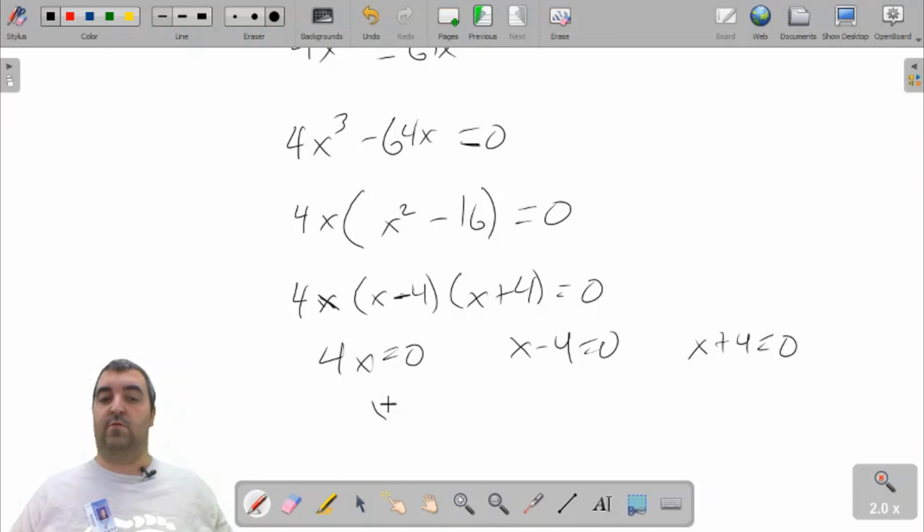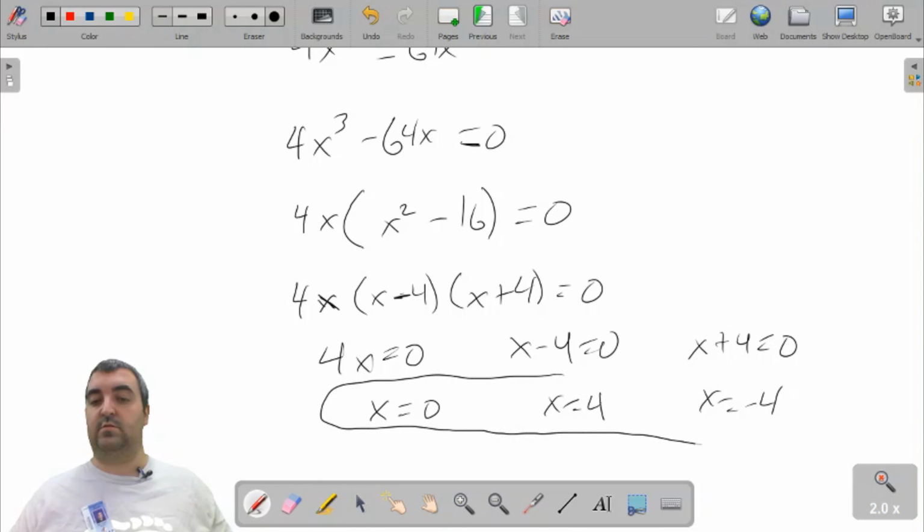So divide by 4, we get x equals 0. This one we get x equals 4. And this one we get x equals negative 4. So we get 3 answers when we solve this guy.